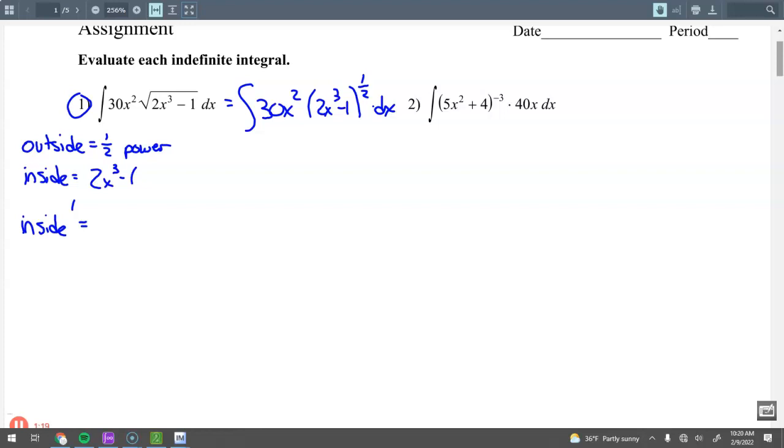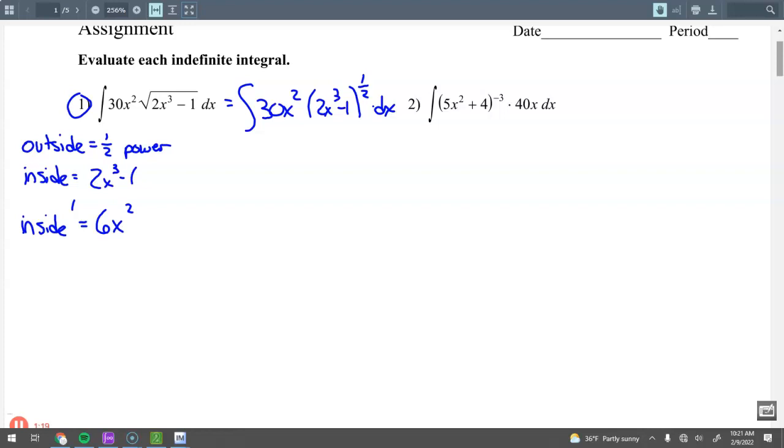So what's the derivative of our inside function? 6x squared. Okay. So this problem we cannot do in its current form, because this is supposed to be a 6x squared. If it's a 6x squared, I can keep going, it'll disappear and I can do the problem. But it's not a 6x squared. So I'm going to turn it into a 6x squared.